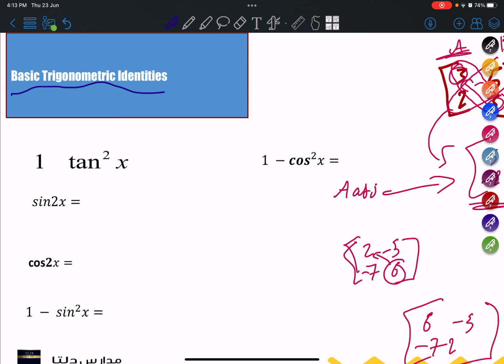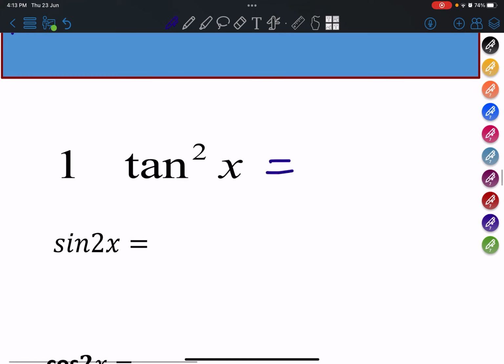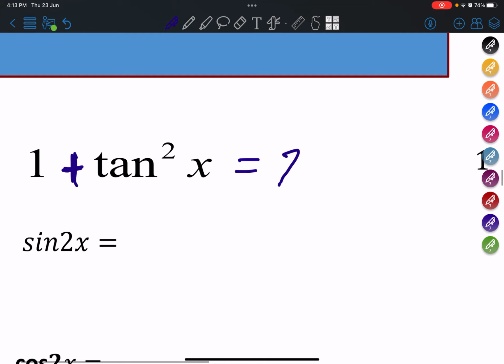In this section, this is where you're going to need to memorize a lot of formulas, but in case you hate memorization, you can just work with each of these. And you'll have to play with the values until you get the answer that you want. So here, 1 plus, there should be a plus here, 1 plus tan squared x, what is it going to equal? If you remember the identities, you'll say right away sec squared x, but how?